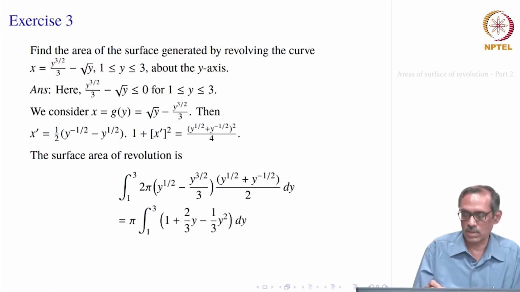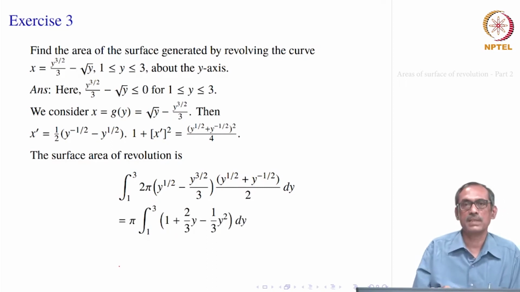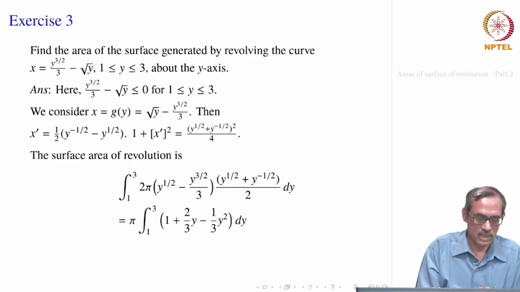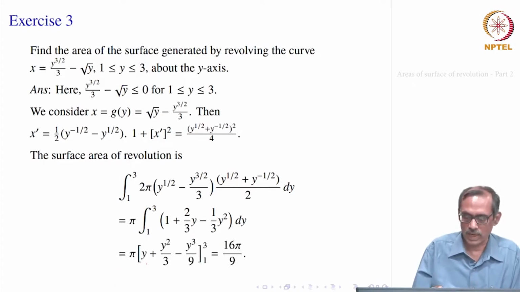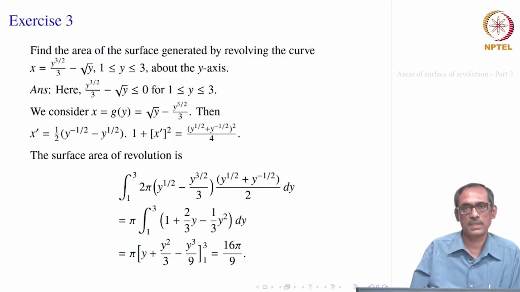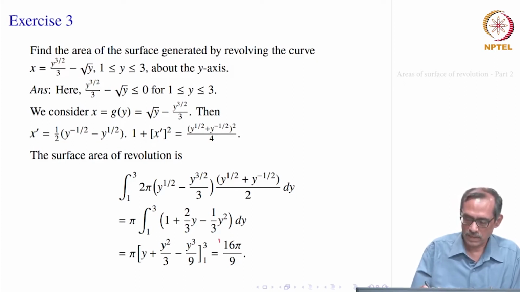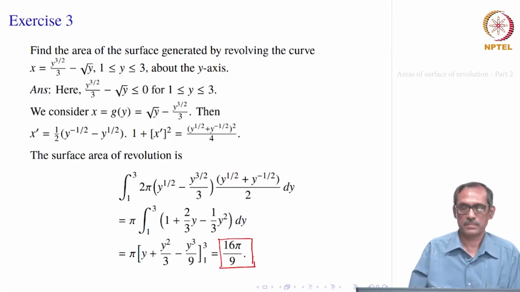So, now to integrate it, you just multiply. That gives 1 plus 2 by 3 y minus 1 by 3 y square, and its integral we have to compute. So, 1 gives y, 2 by 3 y gives y square by 3, 1 by 3 y square gives y to the power 3 by 9. So, evaluate at 1 and 3 and simplify, verify this, that will be equal to 16 pi by 9.